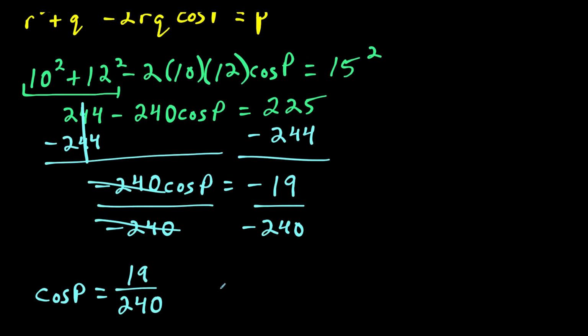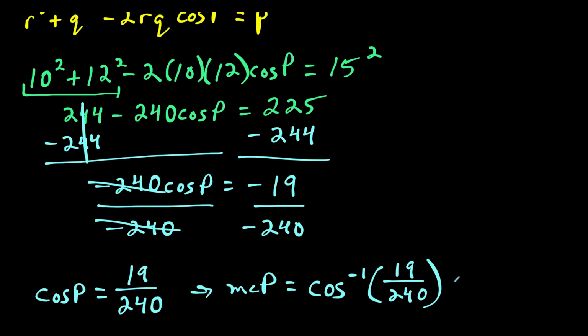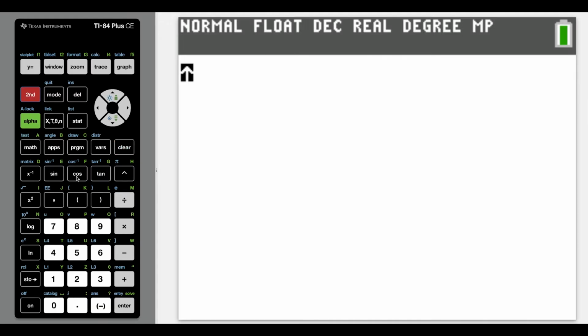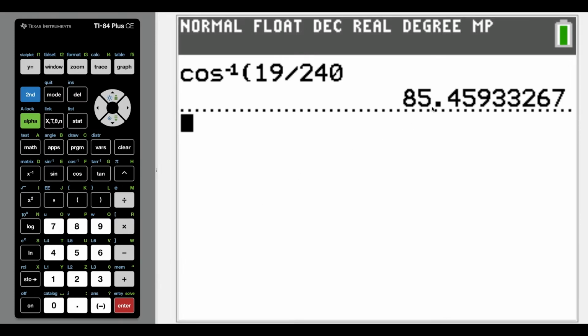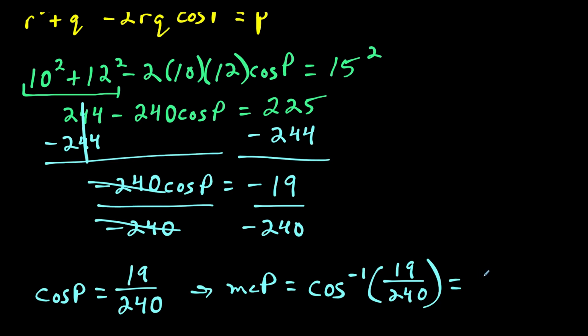And now to solve for the measure of angle P, we have to do the opposite of cosine, and the opposite of cosine is cosine inverse. So the measure of angle P is equal to cosine inverse of 19 over 240. And now the rest is all calculator work. So once again, we have cosine inverse of 19 over 240. I didn't say what to round to in this question, so let's say we're going to round to the nearest hundredth. So our answer would be 85.46 degrees. And that's the measure of angle P.